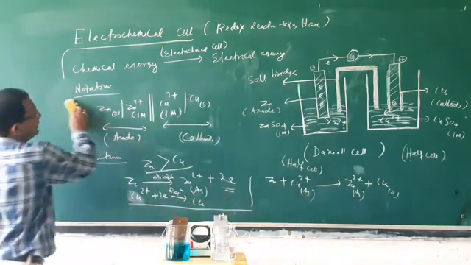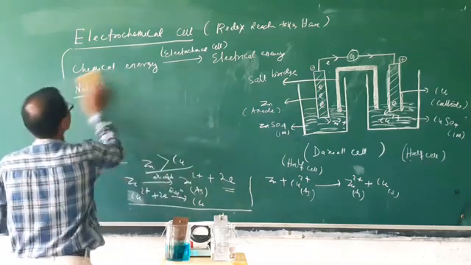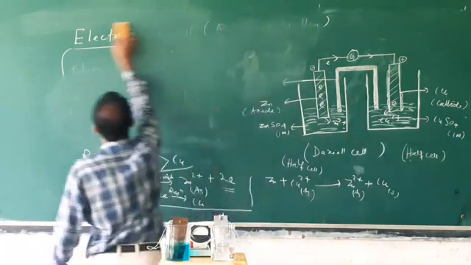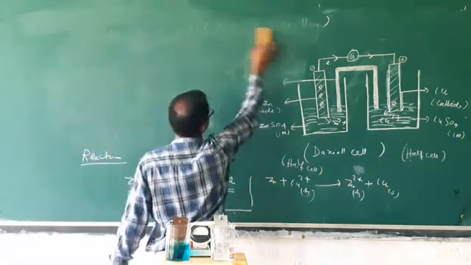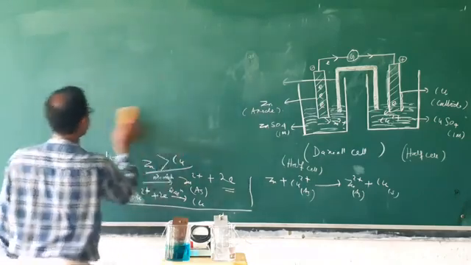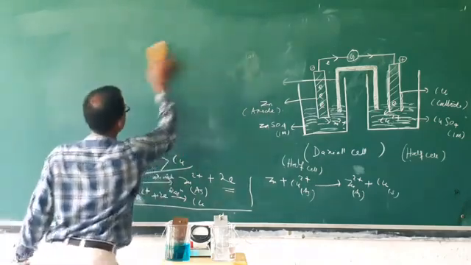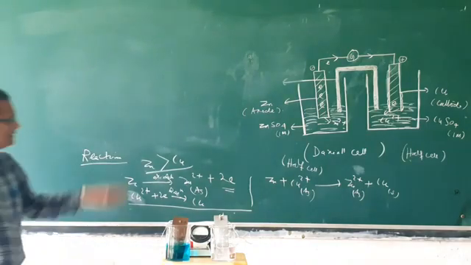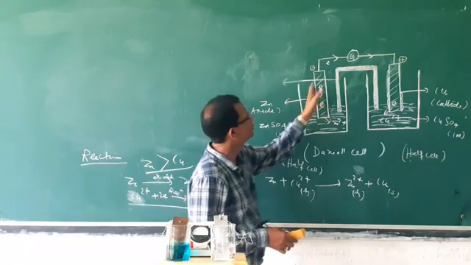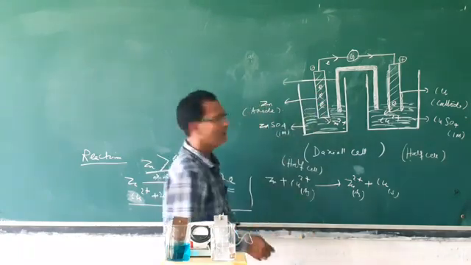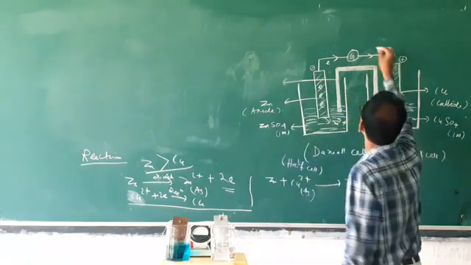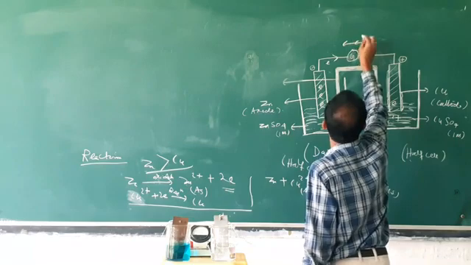During the chemical change, what is the change? Zinc is converted to zinc ion and copper ion is converted to copper, oxidation and reduction. This change takes place due to flow of electrons from zinc to copper. Electrons flow from zinc to copper, but current flows in the opposite direction. This is your current flow.